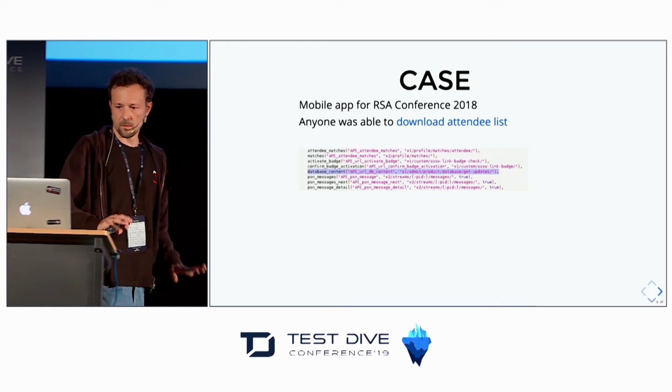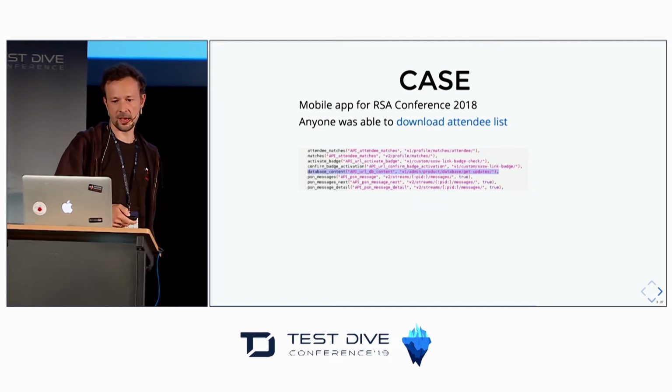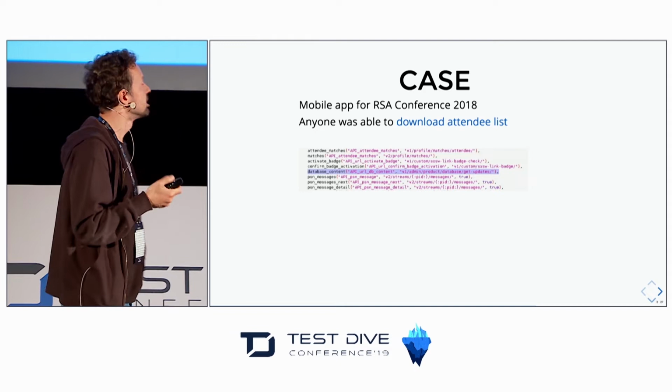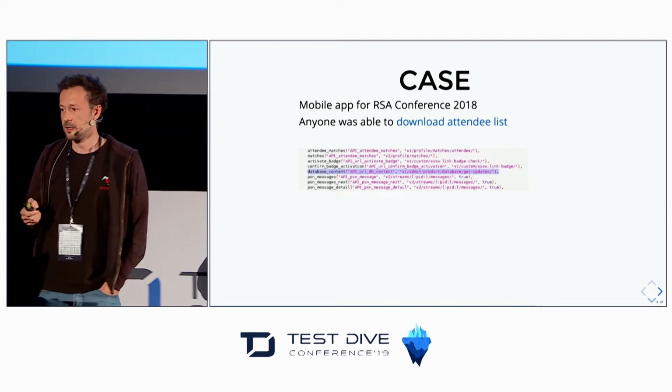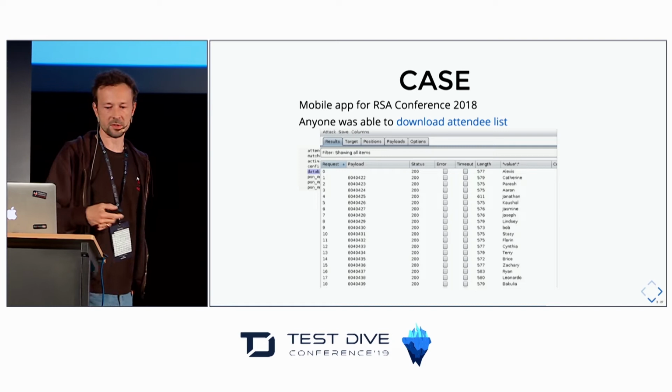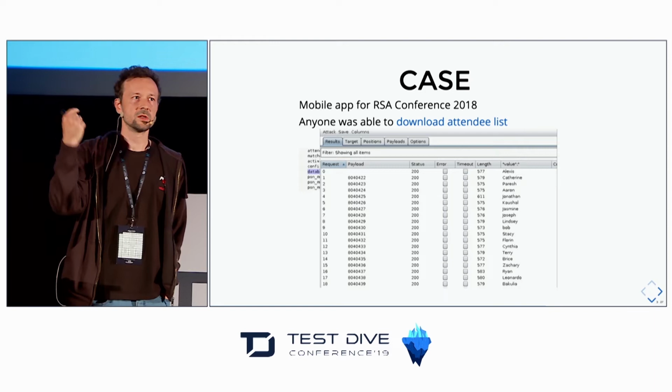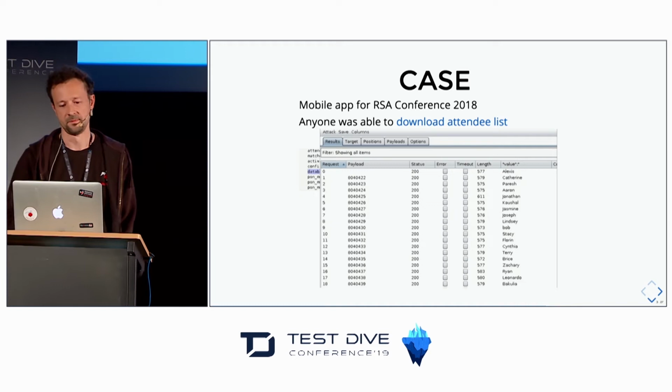Big security conference, RSA conference, and what they had. Someone downloaded their app used for registration, decompiled this application, found interesting URLs, and those URLs were used to enumerate all the users. For example, user with ID this, name is like this, name, surname, email, all the things. No authentication at all. Biggest or almost biggest security conference.